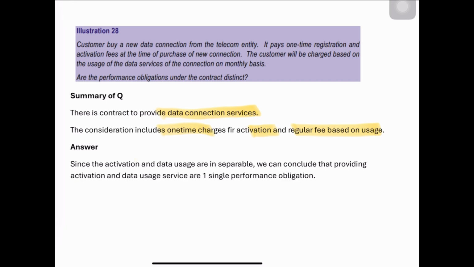Here the activation and data usage are inseparable. Without activation, data provision service cannot happen, and having just the activation without data provision service would also be meaningless. That's why both are inseparable. So we can conclude that providing activation and data usage service are one single performance obligation.